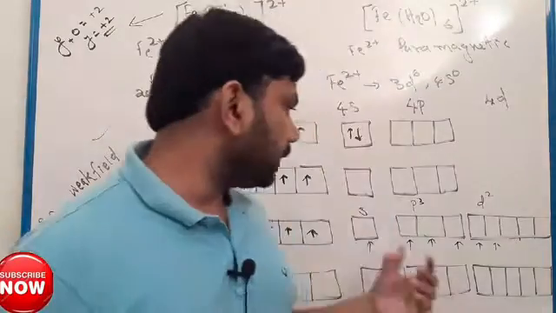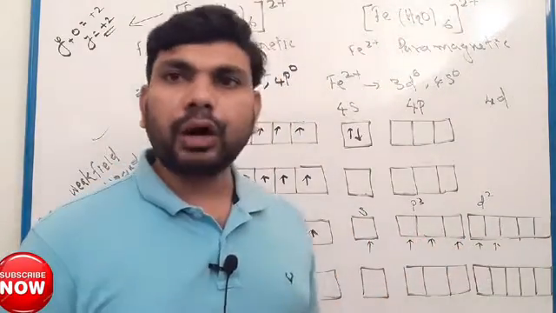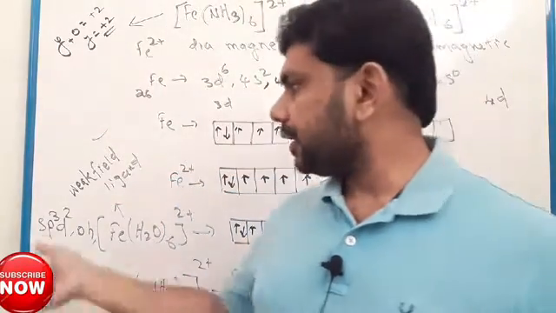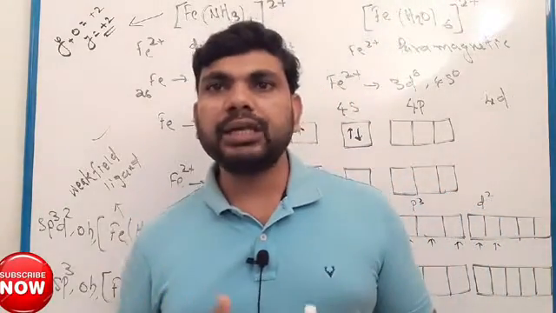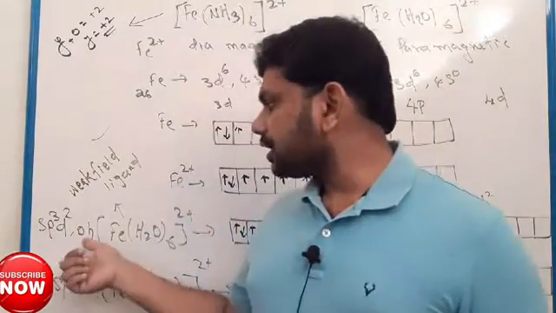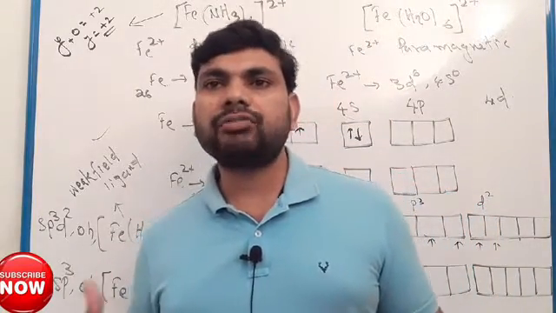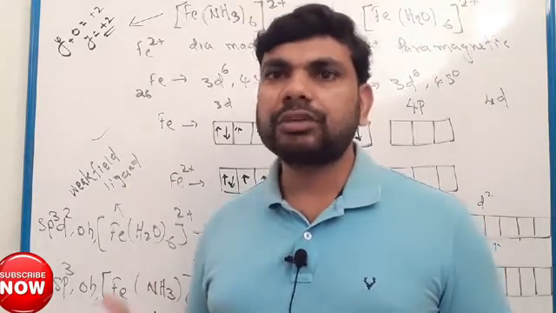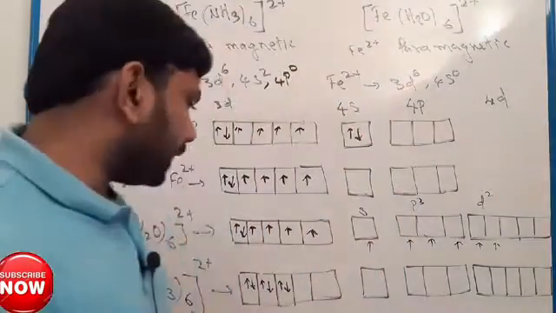Here you can see 1 s orbital, 3 p orbital, 2 d orbital. So sp3d2 hybridization, and we know sp3d2 means it is octahedral geometry. Clear? So let us check the second case.